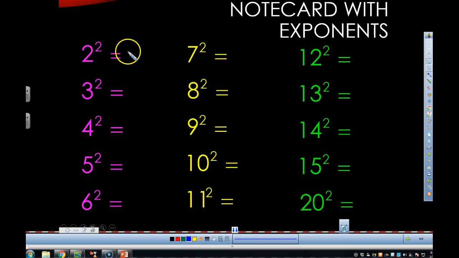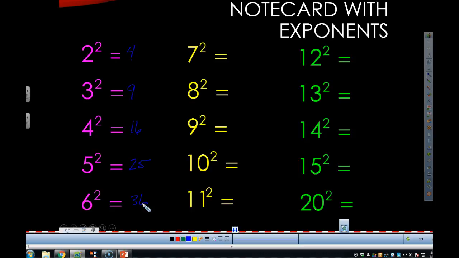All right, 2 squared, 2 times 2, 4. 3 squared, 3 times 3, 9. 4 squared, 4 times 4, 16. 5 squared, 5 times 5, 25. 6 squared, 6 times 6, 36. Again, I'm writing these down because these are the ones that you should know off the top of your head to make this work easier for you.